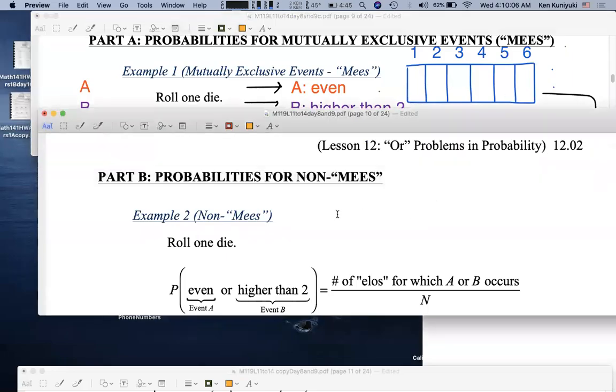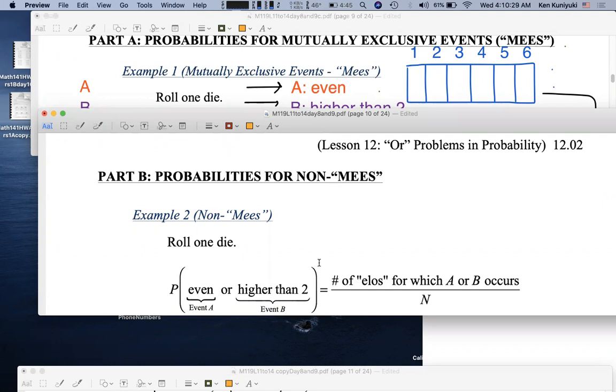Hi, everyone. So what happens if two events are not mutually exclusive? What if they could happen simultaneously on the same trial? So for example, let's say that we're going to roll one standard six-sided die. What's the probability that the die will come up even, event A, or higher than a 2, event B?